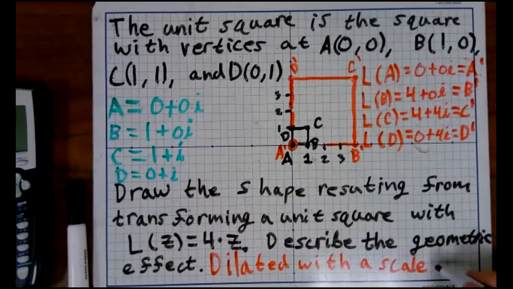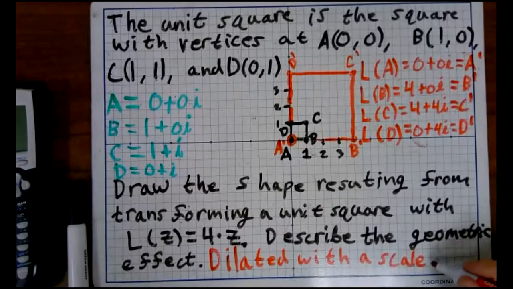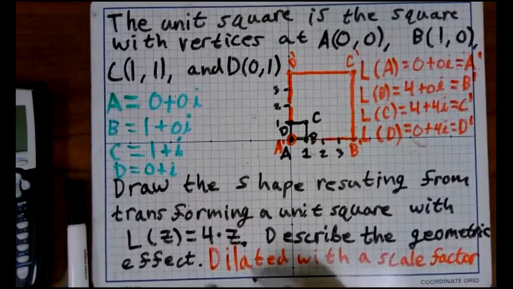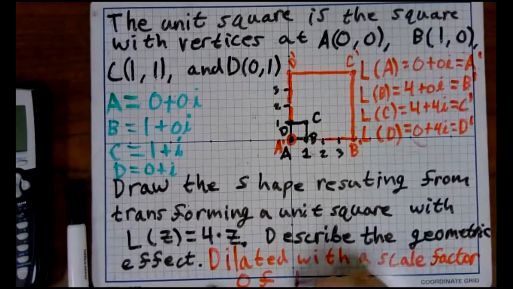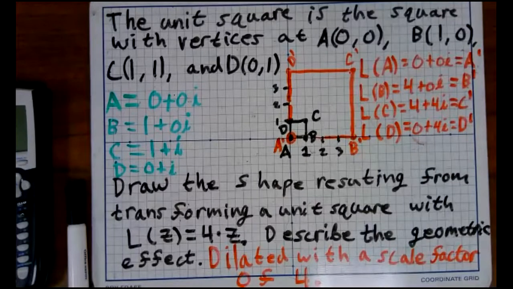We call that the scale factor. And yeah, you're exactly right, Devon. It dilated with a scale factor of 4. Fair enough? And does that make sense? When we multiply a shape by a number, or when we multiply a complex number by a real number, dilation is what we expect to see. So this does not surprise us.